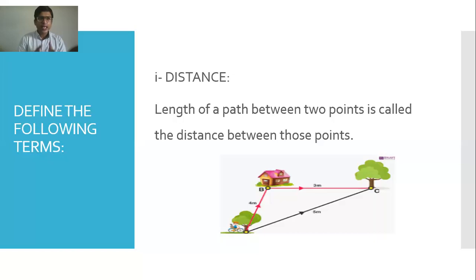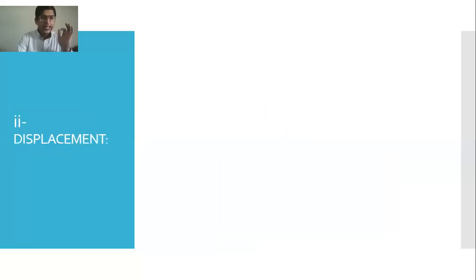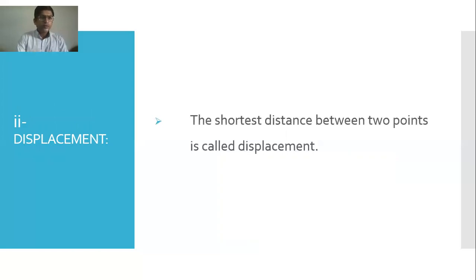So distance is the length of a path between two points. Now let's move on to the next definition. The next definition is displacement. Distance and displacement are related terms. First we are looking at the definition. The definition of displacement is: the shortest distance between two points is called displacement. What does this mean? The shortest distance between two points.